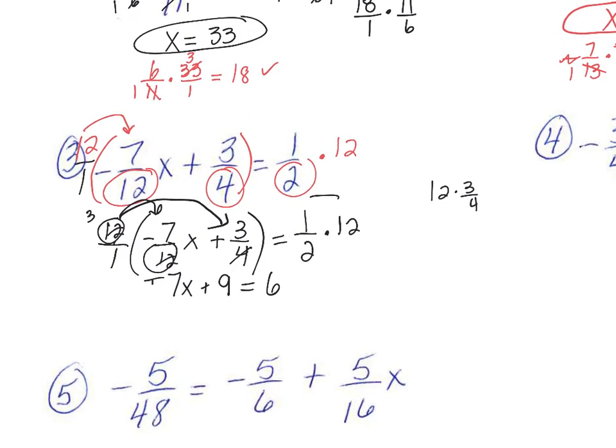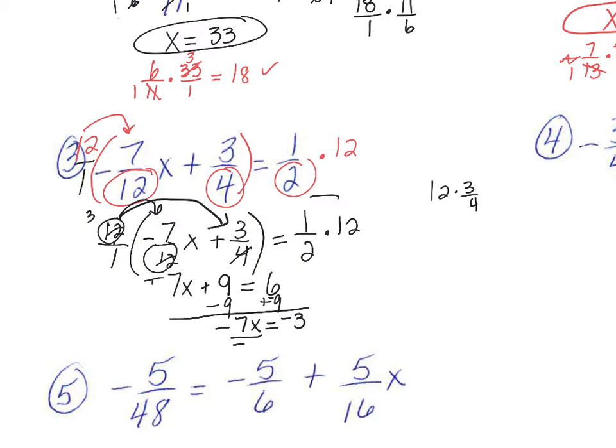Doesn't that look a little easier to solve now? You don't have to do it this way. But here we're going to subtract 9 on both sides. We get negative 7x equals negative 3, right?